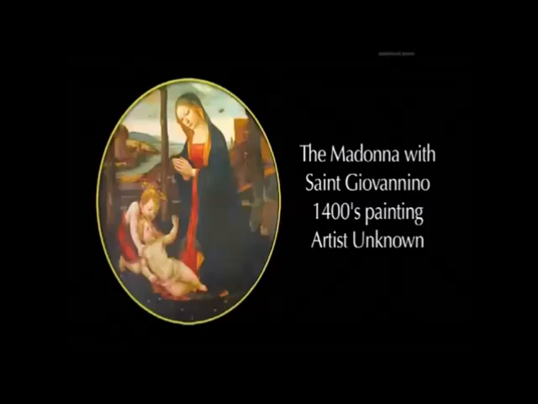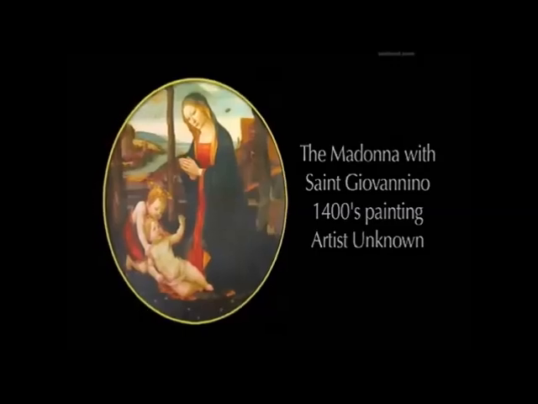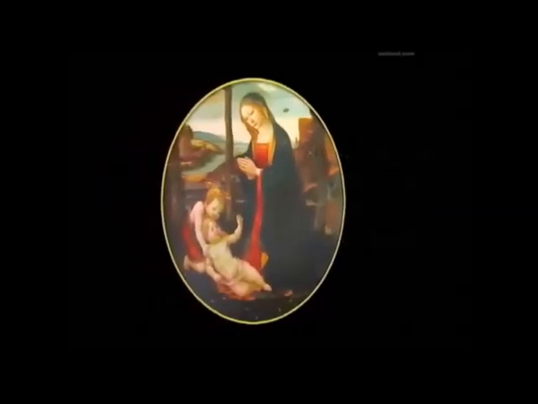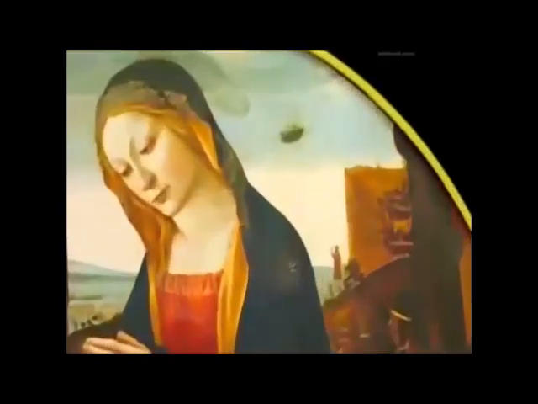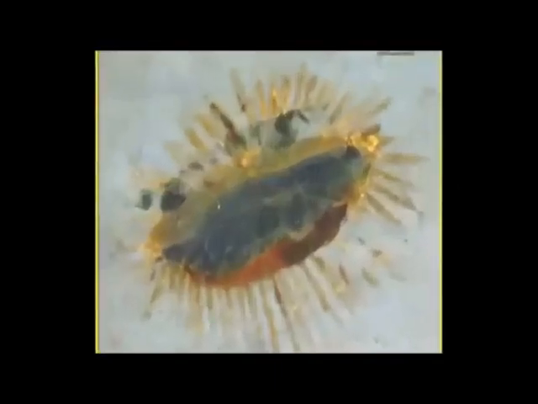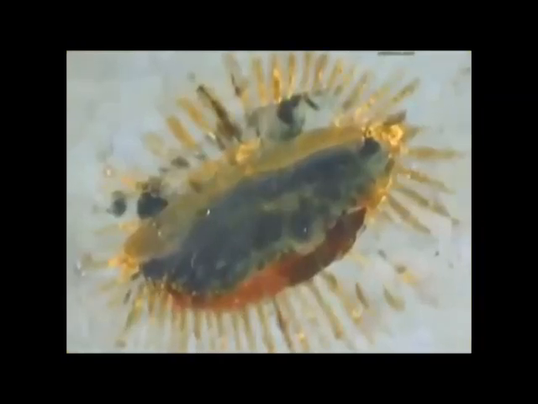This painting, entitled The Madonna with Saint Giovannino, was made sometime during the 1400s. The artist's name is not known, but at first glance you can notice a UFO shape in the sky to the right side of the Madonna. If you were to see the original full-size painting, you would see the object clearly. Looking at the enlargement, you can see a man and his dog standing and looking up at the object.